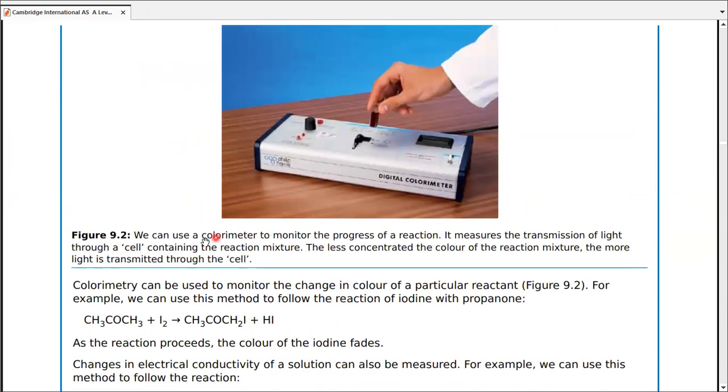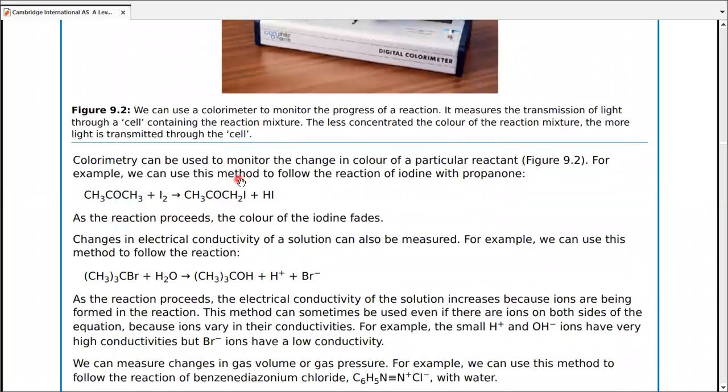Let's consider it. We can use a colorimeter to monitor the progress of a reaction. It measures the transmission of light through a cell containing a reaction mixture. The less concentrated the color of the reaction mixture, the more light is being transmitted through the cell. So it's pretty easy to get an idea of how much the reactants have been consumed or the product has been produced. Colorimetry is used to monitor the change in color of a particular reactant. For example, we can use this method to follow the reaction of iodine with propane.